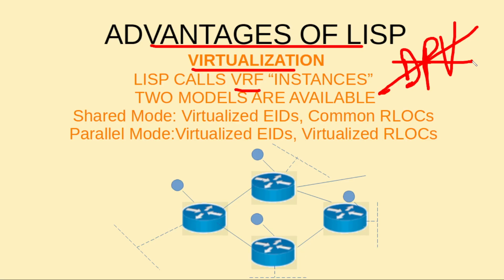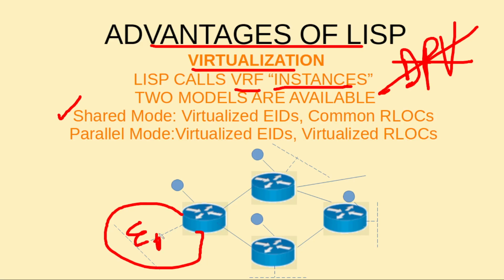Notice that when configuring VRFs within LISP, we are going to call them instances. There are two ways to configure virtualization within LISP: the share mode and the parallel mode. Let's illustrate the share mode first. With the share mode, we can have EIDs that belong to a particular VRF. So we can have this EID that belongs to the red VRF or red instance. And we can have, for instance, this other endpoint ID that belongs to a different VRF. Let's say that this belongs to the blue VRF or blue instance.